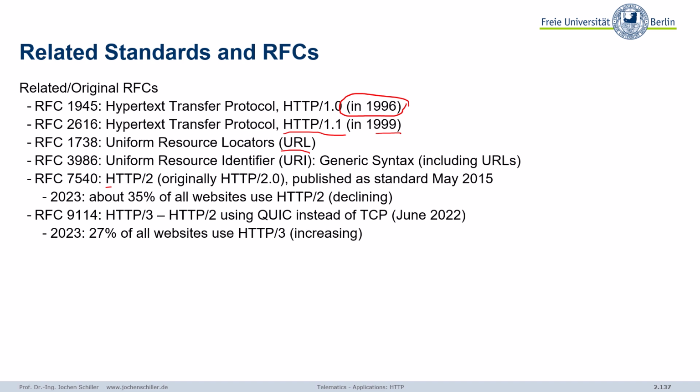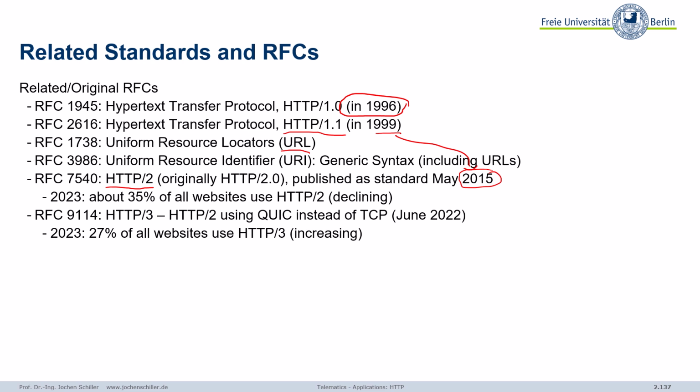HTTP version 2, published in 2015. So you see, okay, that's some time from 99, 16 years later. And right now, about one third of all websites use HTTP in this version 2. But this is declining because, well, what's new?